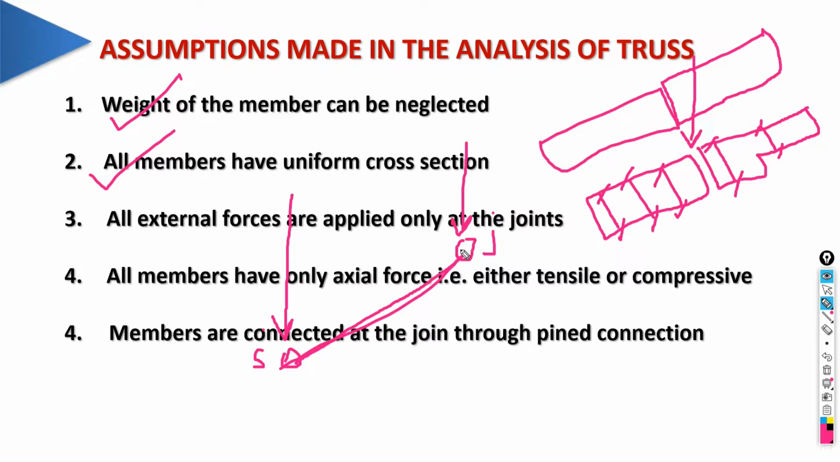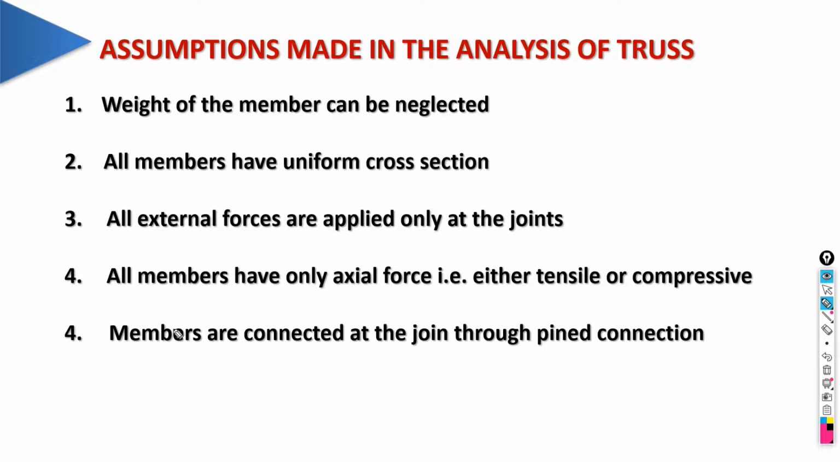The load actually comes at the joints, at the ends, at the connecting points between the two members. But you can't consider the load at the mid of span of any member. You can't take it here, you can't take it here, you can't take it anywhere throughout the span. You are only allowed to take the loading at the joints, at the ends. That is the third assumption.